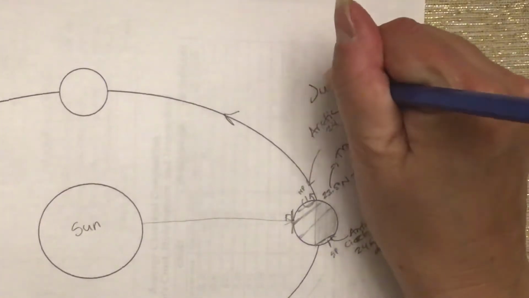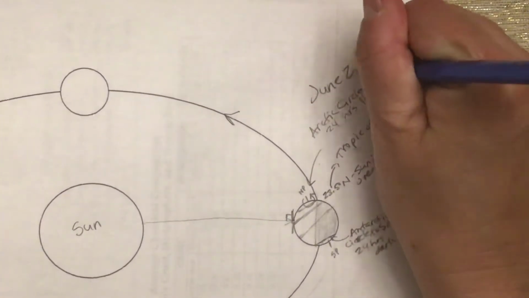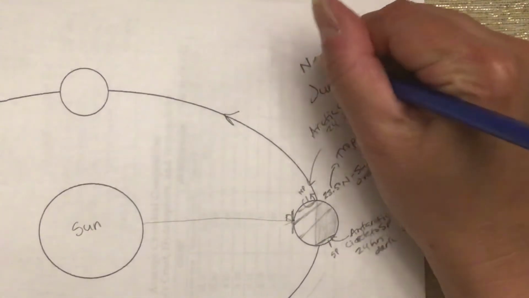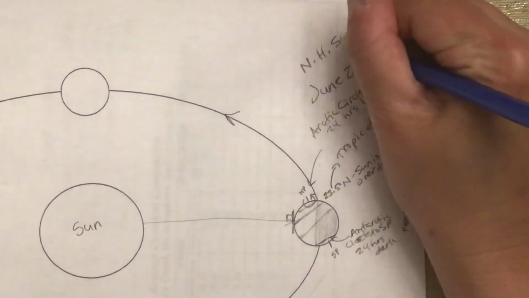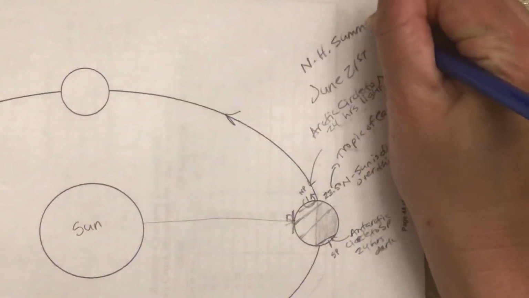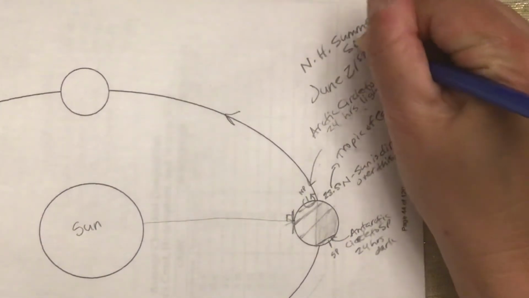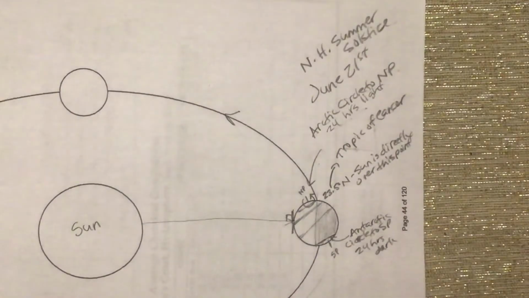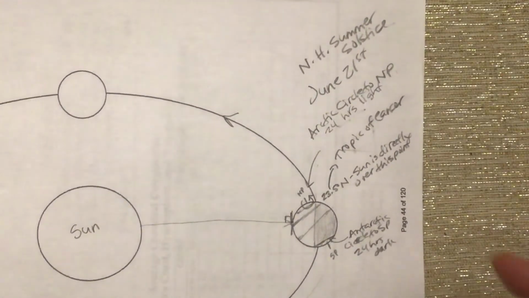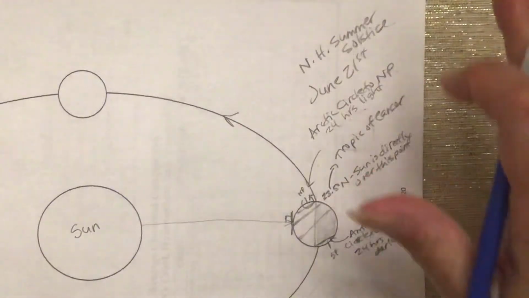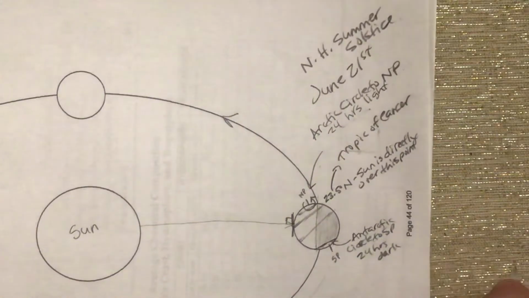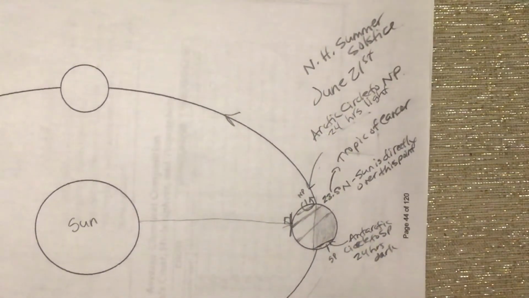This is June 21st, and this is the Northern Hemisphere's summer solstice. What is it for the Southern Hemisphere? It's the Southern Hemisphere's winter solstice, but we don't care because we don't live in Australia. We live in America. So America, it's Northern Hemisphere. That's what we're worried about, okay?